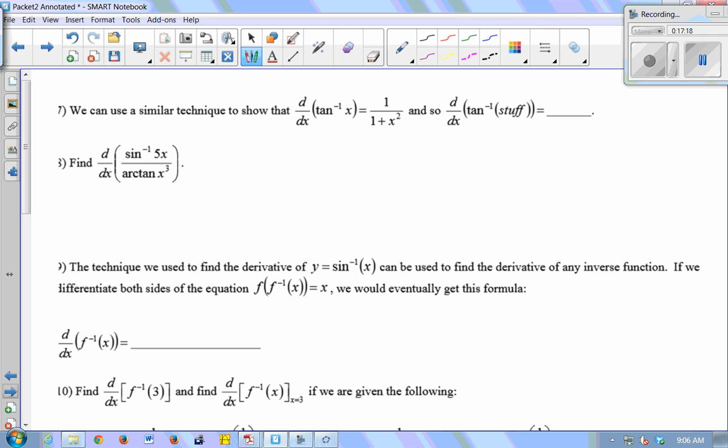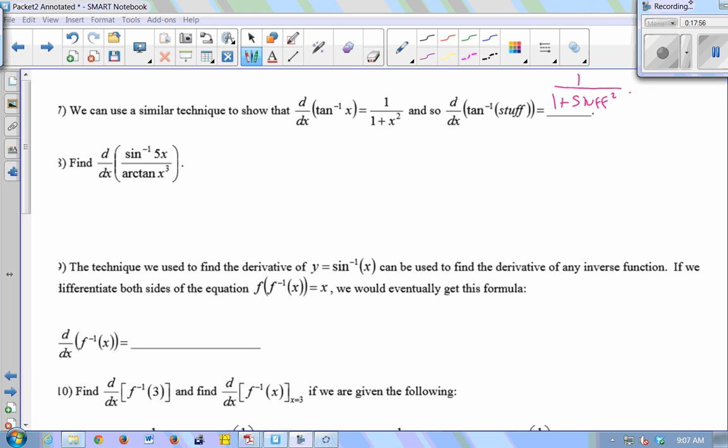So I can use a similar technique to find the derivative of arctan, inverse tan, and the derivative of inverse cosine. Okay, so I will leave you to play with coming up with this formula on your own. But the inverse tangent derivative is 1 over 1 plus x squared. And that means that the derivative of the inverse tangent of some stuff would be 1 over 1 plus stuff squared times d dx of the stuff.